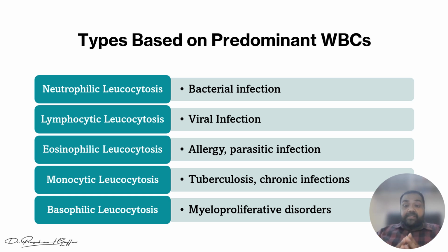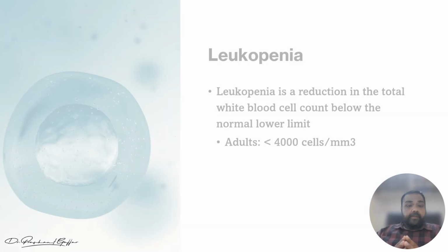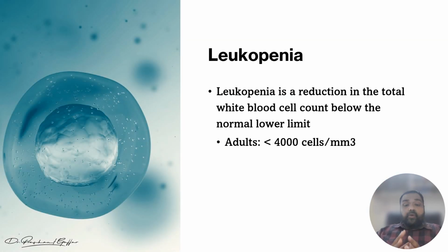Now let's see what leukopenia is. So leukopenia is a reduction in the total white cell count below the normal lower limit. The normal lower limit, you know, is 4,000 cells per cubic mm, right? So if cells go below 4,000 cells per cubic mm, we can consider that leukopenia, right? हमें ये पता चल गया आपको, right? Now let's see what may be the etiology of leukopenia.